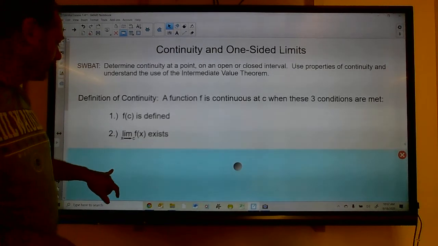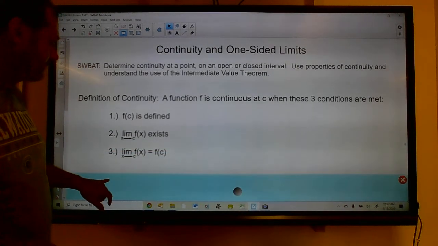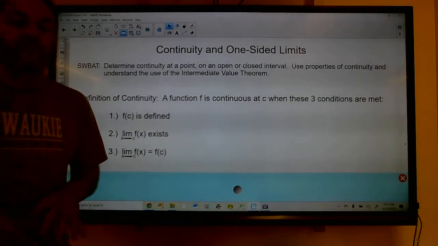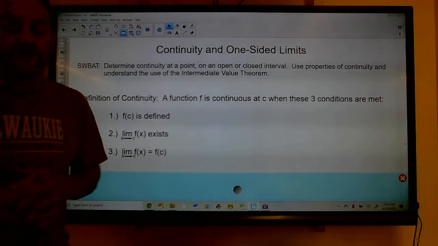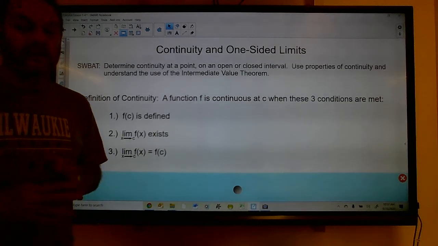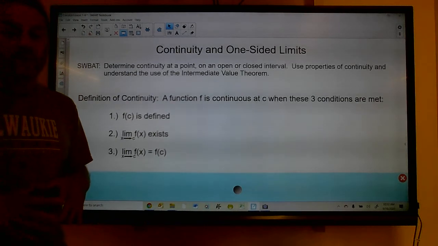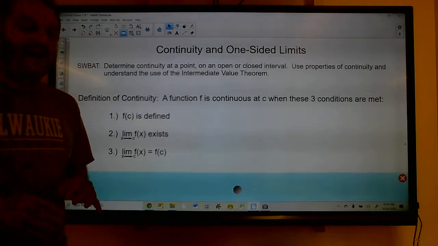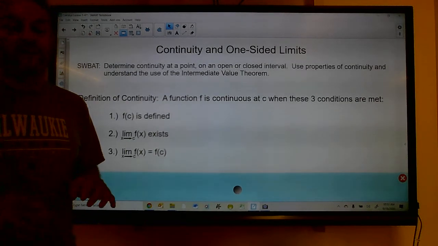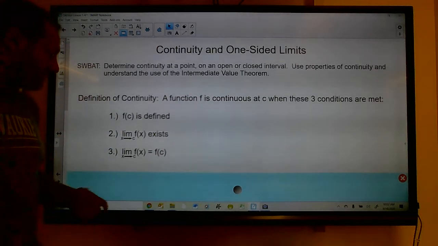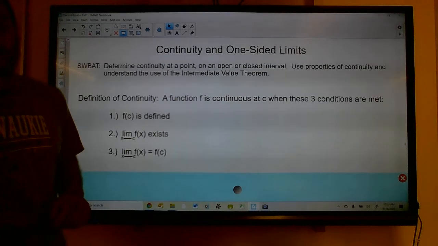Okay, so continuity occurs when three conditions are met. The first is that f of c is defined. The second is that the limit as x goes to c of f of x exists. And the third is the limit as x goes to c of f of x equals f of c. All three of those things need to be true. So I need to be able to do direct substitution in this.